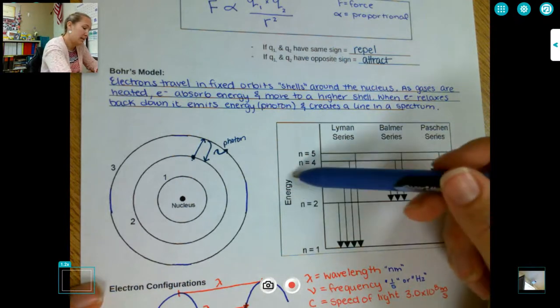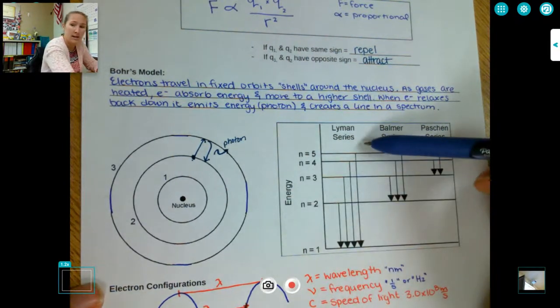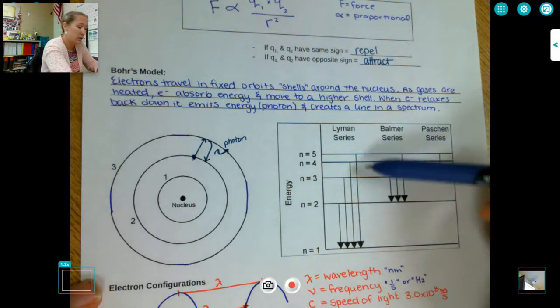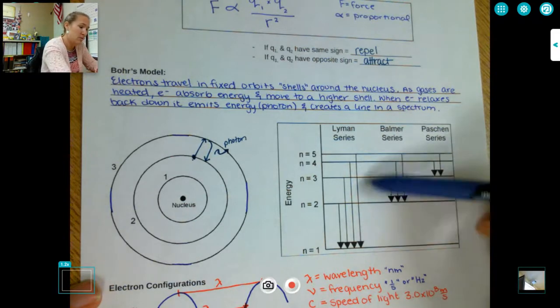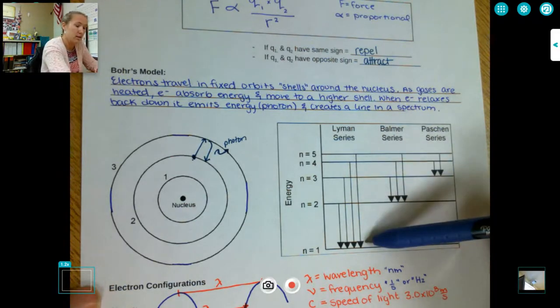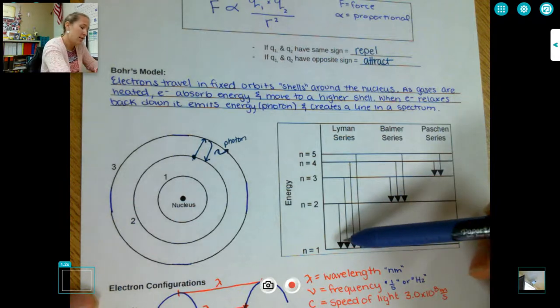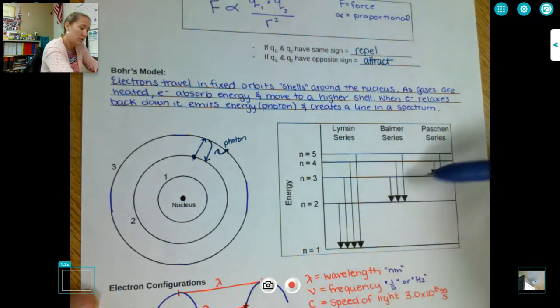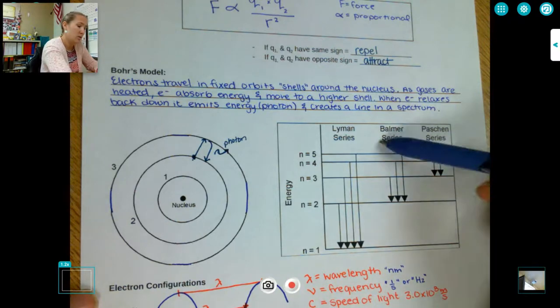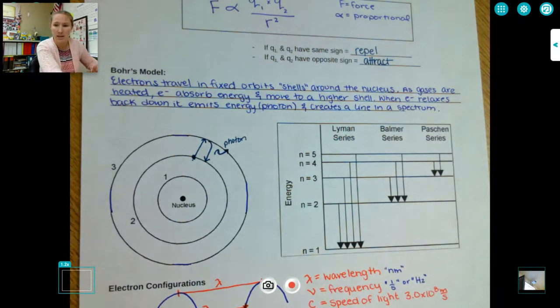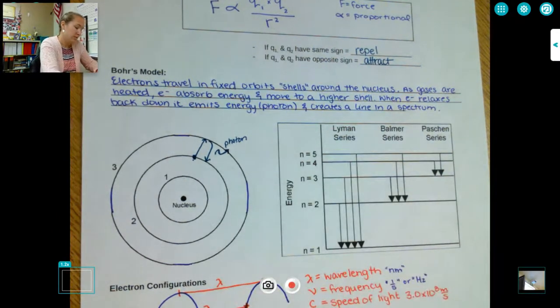We can see that with energy here, it takes more energy to go from the first to the fifth energy level. It's a much bigger jump in energy levels or shells than it is to go from 1 to 2. Same thing here, going from 2 to 3 is much smaller than 2 to 5. 3 to 4 is smaller than 3 to 5 here. So these are different series that we can use to analyze to see where our electrons changed.